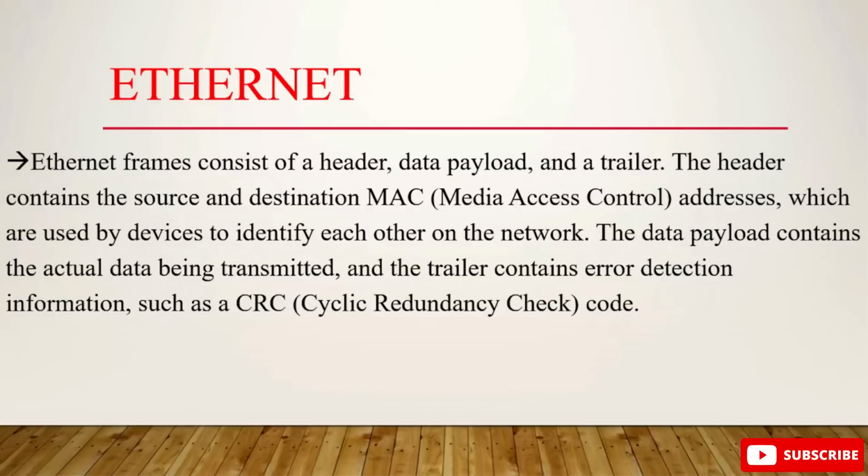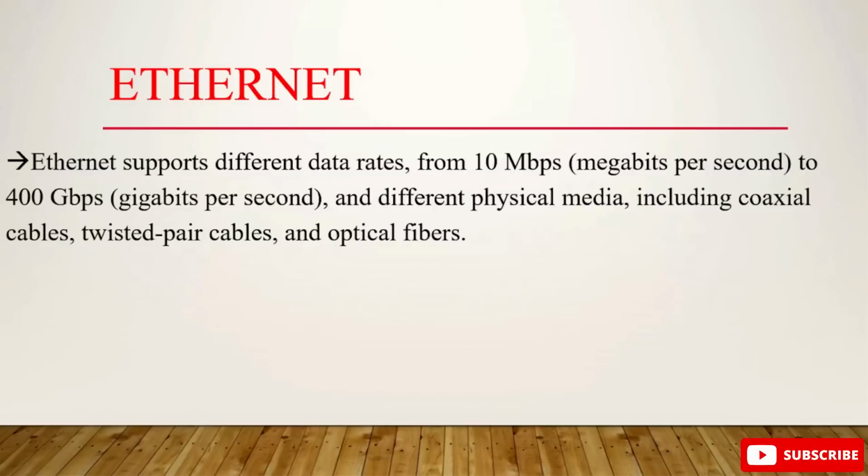Ethernet frames consist of a header, a data payload, and a trailer. The header contains the source and destination MAC addresses. MAC stands for Media Access Control, and these addresses are used by devices to identify each other on the network. The data payload contains the actual data being transmitted, and the trailer contains error detection information such as CRC, which means cyclic redundancy check code. Ethernet supports different data rates from 10 Mbps (megabits per second) to 400 Gbps (gigabits per second), and different physical media including coaxial cable, twisted pair cable, and optical fibers.